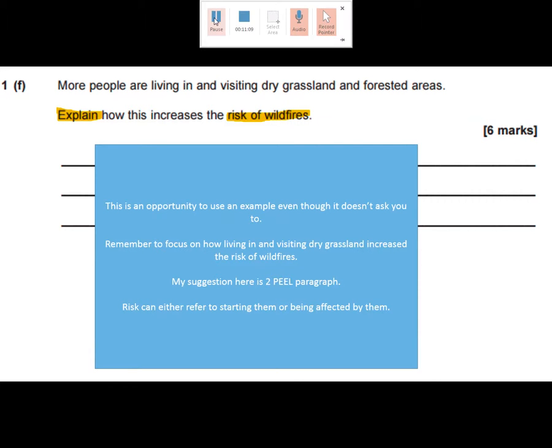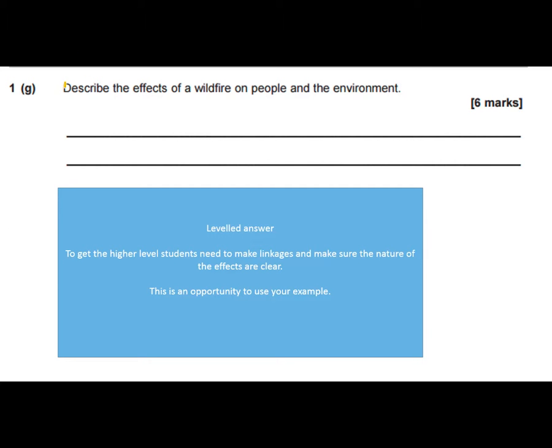The command word here is describe. So it says describe the effects of a wildfire on people and the environment. This is one where they've specifically chosen a number of words that you need to focus on talking about. The way that this will get marked will be a levelled answer. So you need to think of 1 to 4 marks being basic, 5 and 6 being clear, or maybe you need to do a detailed response.